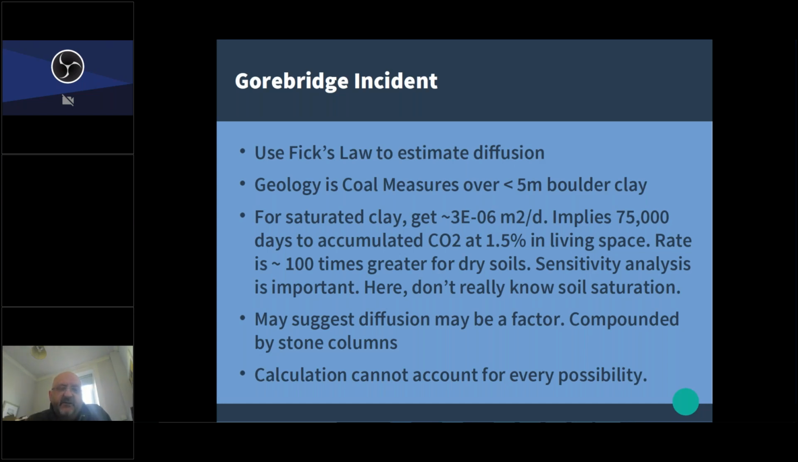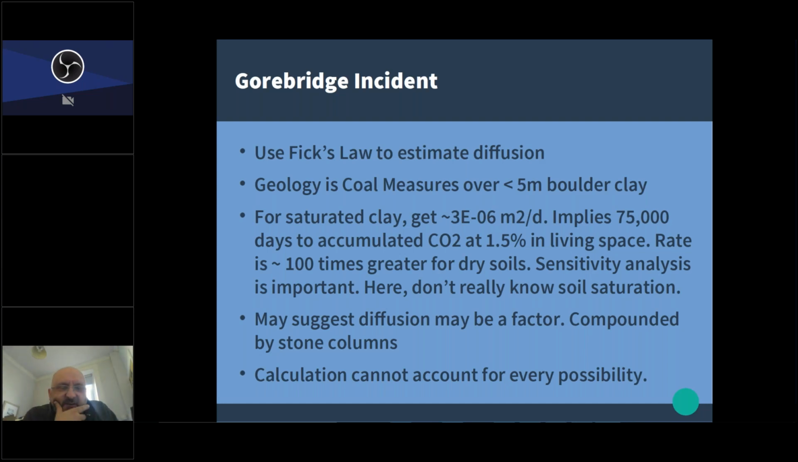Now the diffusion coefficient, which is a constant of proportionality in Fick's law, depends on the gas and on the medium. CO2 diffuses easily in air, and much more easily in air than it does in soil or in dry soil. And CO2 diffuses much more easily in dry soil than it does in saturated soil.